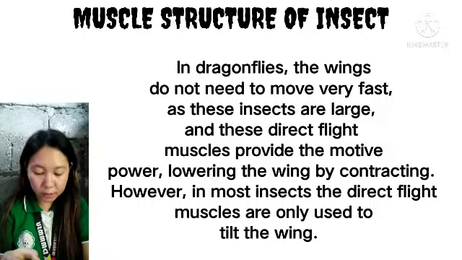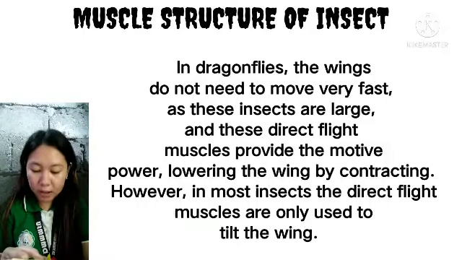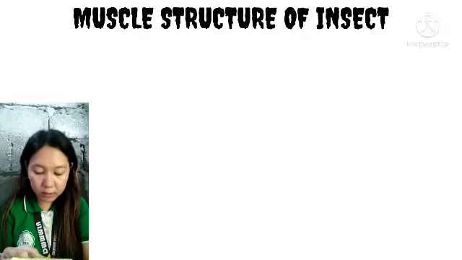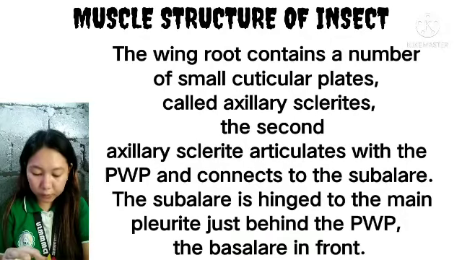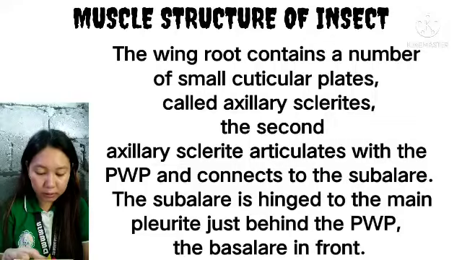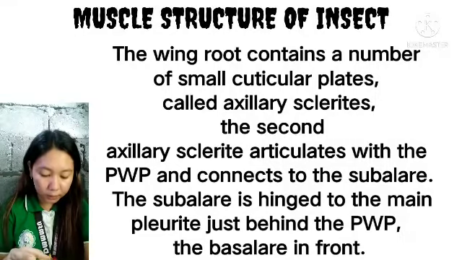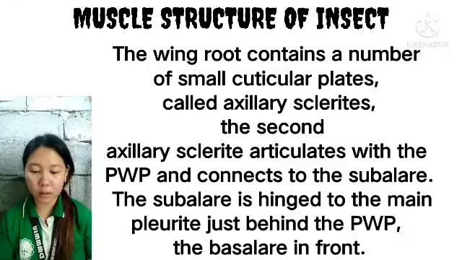The wing's root contains a number of small cuticular plates called axillary sclerites. The second axillary sclerite articulates with the PWP and connects to the subalar. The subalar is hinged to the main pleural sclerite just behind the PWP, the basalar in front.